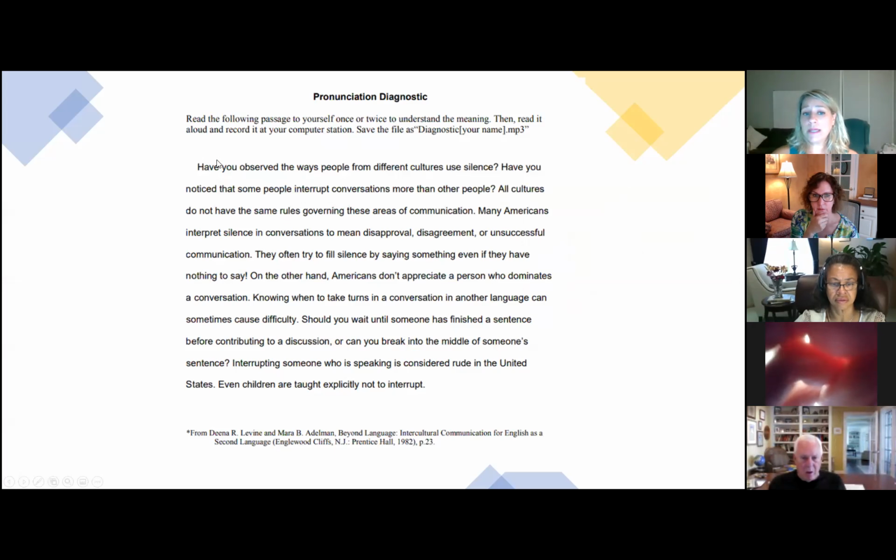I also have them read just a passage, okay? And here's a diagnostic passage. So the passage then not only tells me the sounds, but it tells me also some of those rhythm issues that they might be having, which we'll talk about. Okay, so intonation issues, stress issues.